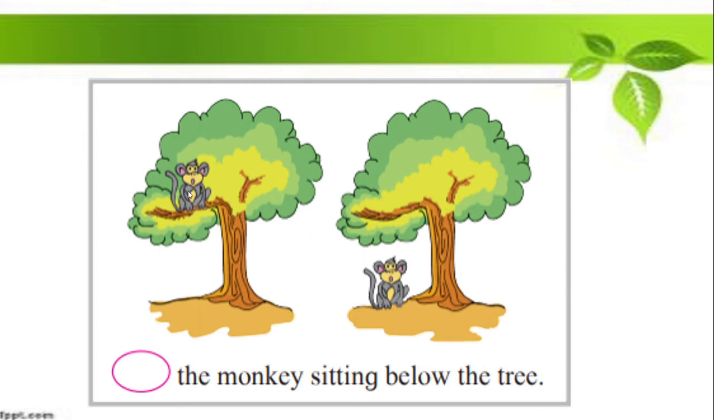Here you can see a monkey in two different positions. What to do here? Circle the monkey sitting below the tree. Yes, this monkey is sitting on the tree and this monkey is sitting below, नीचे. Right? So we will circle this one.